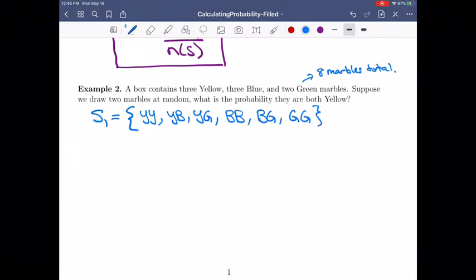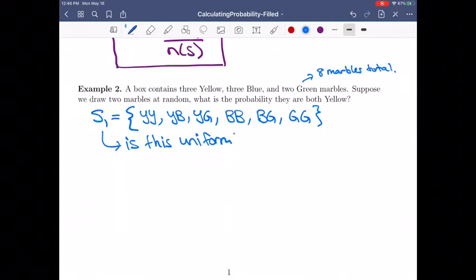Okay, that's every possible combination of two colored marbles. Yellow, blue, and green. So that is a valid sample space for this experiment. But is it uniform? I'm going to try and illustrate this because we can't compute the probabilities, but intuitively, do you think the probability of, say, getting yellow, yellow, how does that compare to the probability of getting green, green?